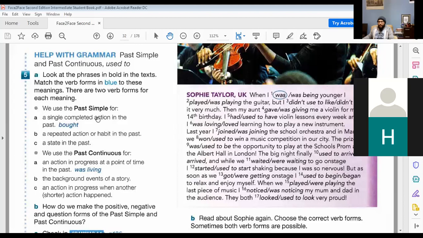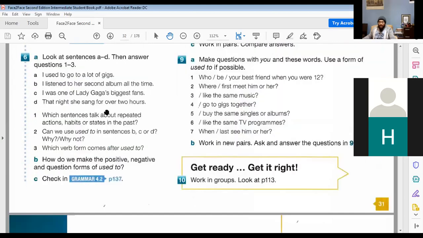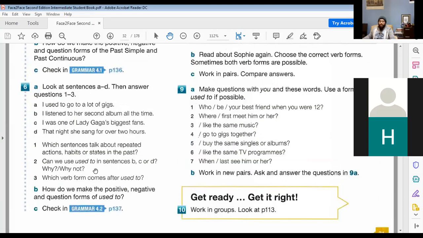We can use it to talk about repeated actions in the past or a state in the past. With the past continuous, we can, of course, talk about an action going on at some point in the past, background events, and actions in progress where a shorter action happened. So it's kind of a 2-in-1, 2 events happening around the same time. And then in this exercise, we also discussed how we can use used to. And we agreed that used to is suitable for repeated actions in the past and for states in the past, right?